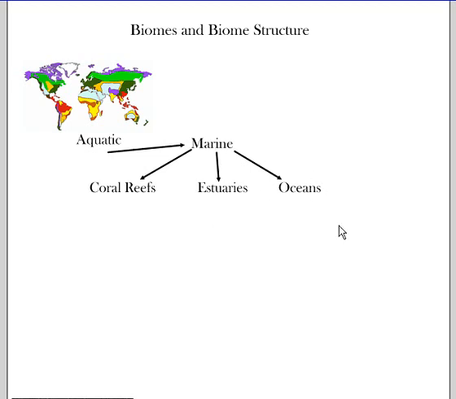Okay, and then the last one is oceans. And oceans are the big bodies of water, right? Here's the Atlantic, here's the Pacific, here's the Indian, and it goes all around. And of course, the Arctic Ocean.